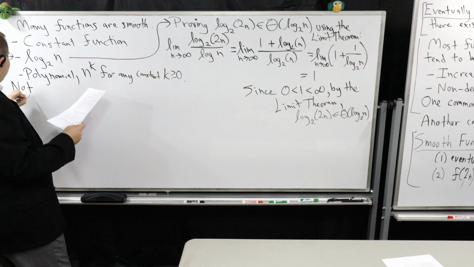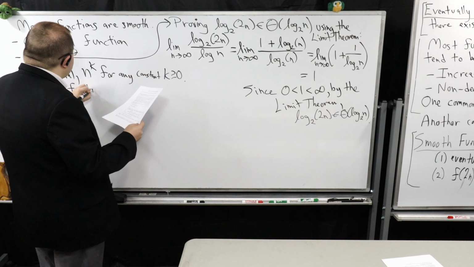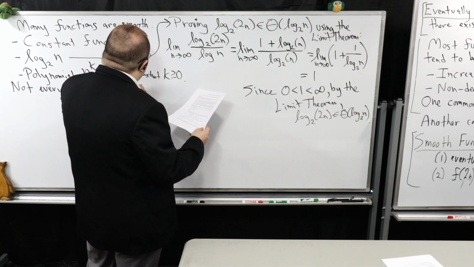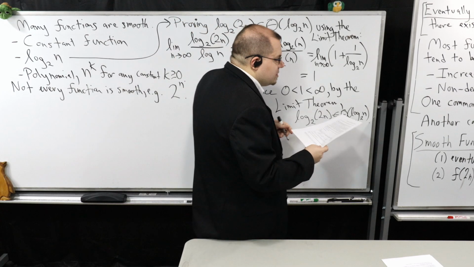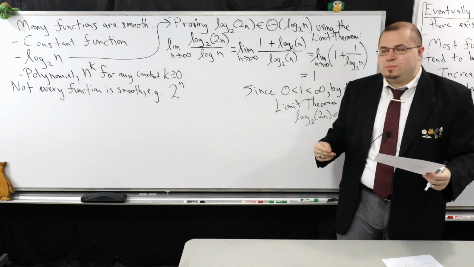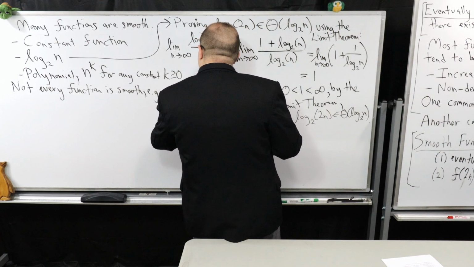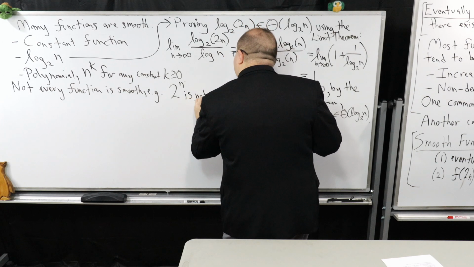Just be aware of this fact. Not every function is smooth. For example, if I give you 2 to the power of n, an exponential function, typically exponential functions are not smooth. So 2 to the power of n, that's not smooth.